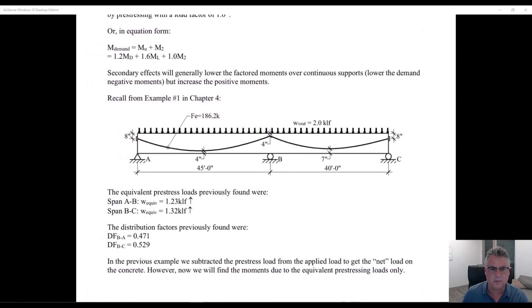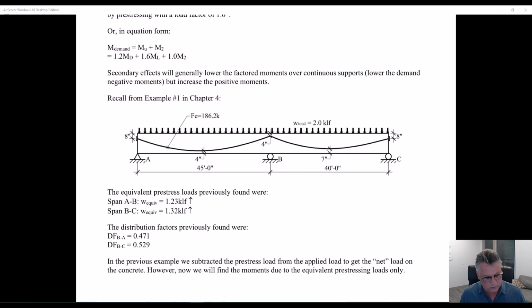Okay, let's look at an example. This came from example 1 in chapter 4. The 4 inches, the 7 inches, 186.2 kips of force. The equivalent load only, and be careful about this, when I'm having you calculate the secondary effects on your homework assignments, and that's all I'm asking you for, you've got to go back and only do the pre-stressing loads, not the net loads. Net loads have nothing to do with anything from this point forward.